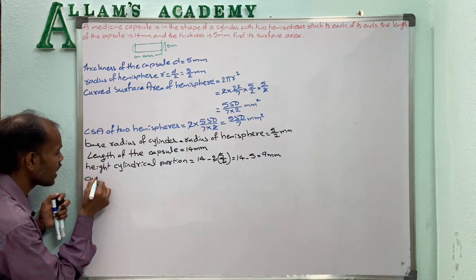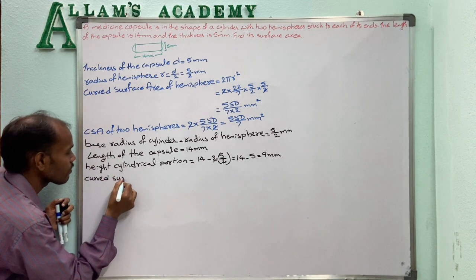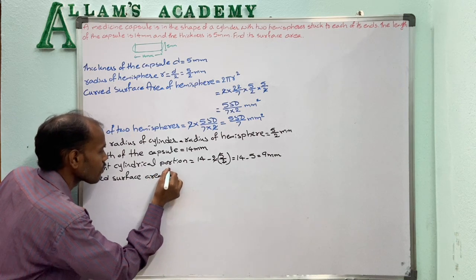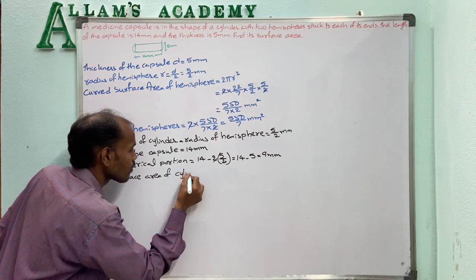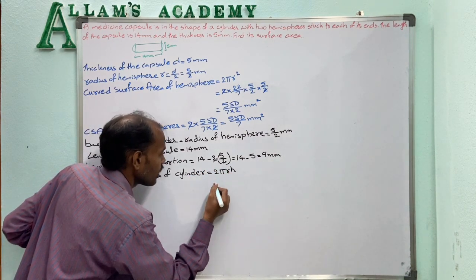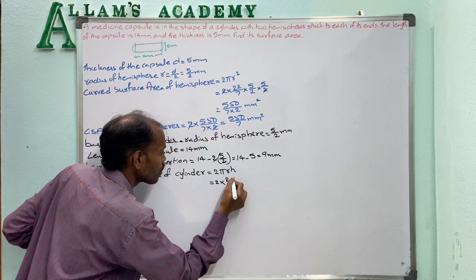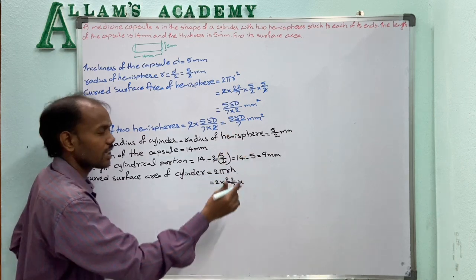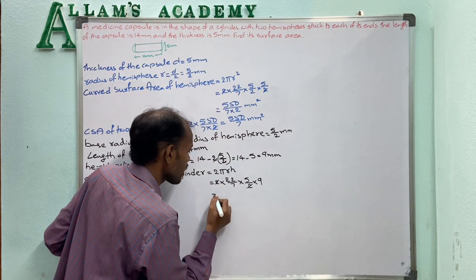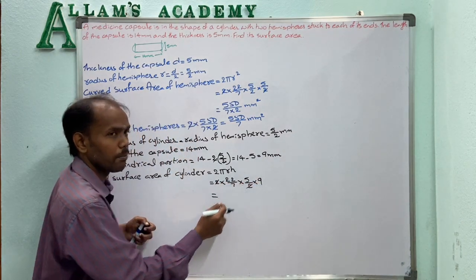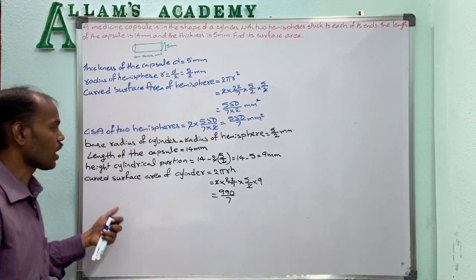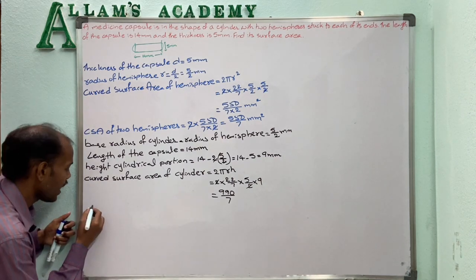Now finding the curved surface area of the cylinder. The curved surface area of the cylinder equals 2 pi r h, that equals 2 into pi equals 22 by 7, and r is nothing but 5 by 2 and h is 9. So 2 gets cancelled. So 22 into 5 into 9 by 7, that is nothing but 990 by 7. So the curved surface area of the cylinder is 990 by 7.